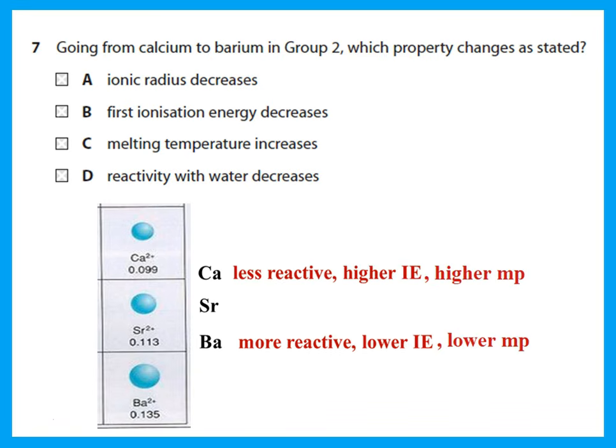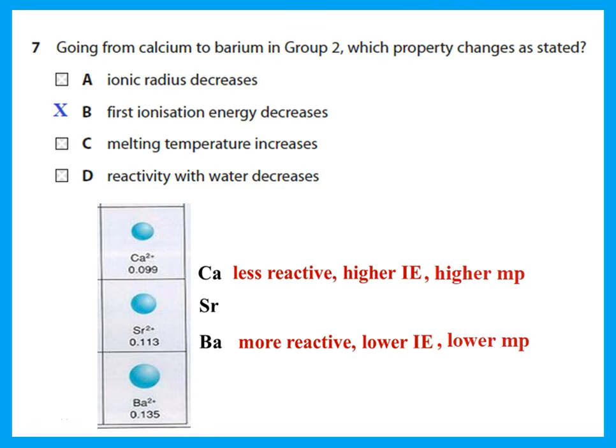Now, first ionization energy, you should realize as we go down group 2, the ionization energy becomes lower. That is because of the bigger shells and the bigger number of shells, and the outer electron is further away from the nucleus, so it is easier to remove. So actually this is correct. The first ionization energy decreases. Now if we're talking about melting point, actually the melting point decreases also, not increases. So calcium has a higher melting point than barium.